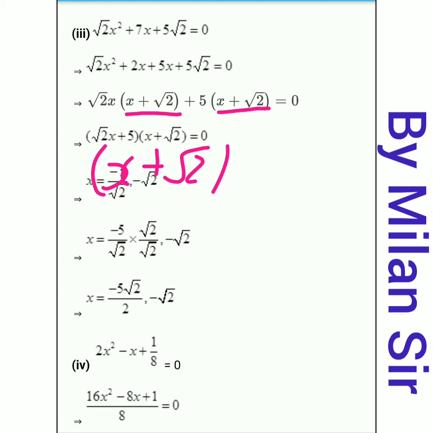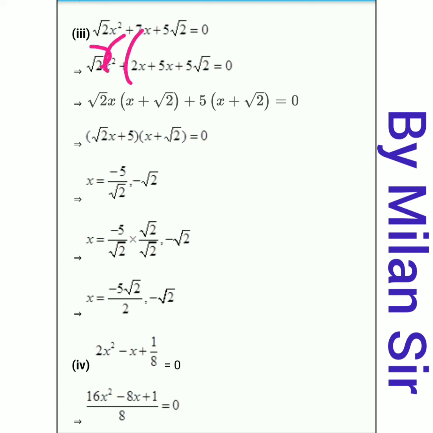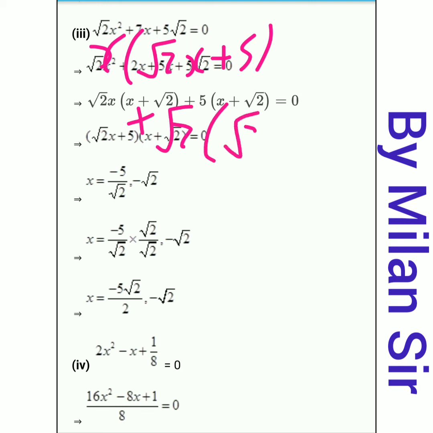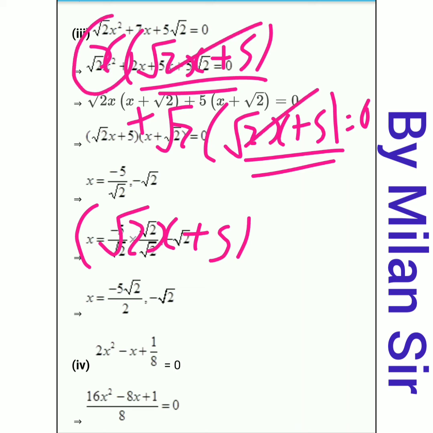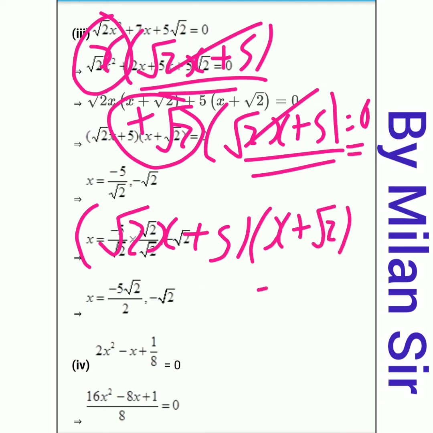Okay, so what is remaining? In our case, here we have x and under root 2x plus 5, right? The method is different. Here we take under root 2 as common, and under root 2x plus 5 is equal to 0. Now, under root 2x plus 5 is present in both terms, so we can take it common. So these two brackets cut, and what is remaining? x plus under root 2 is equal to 0.